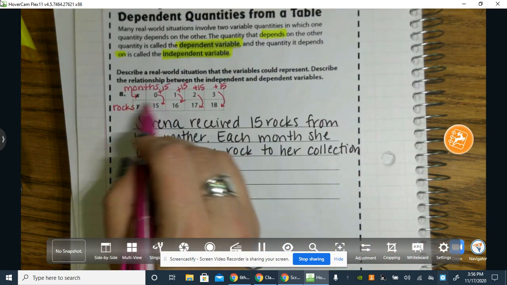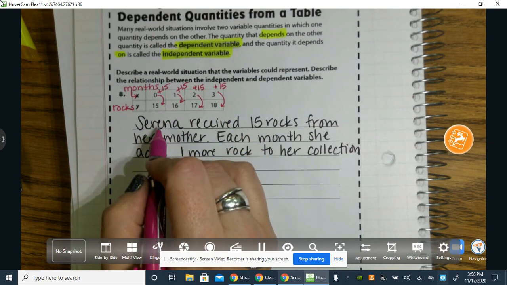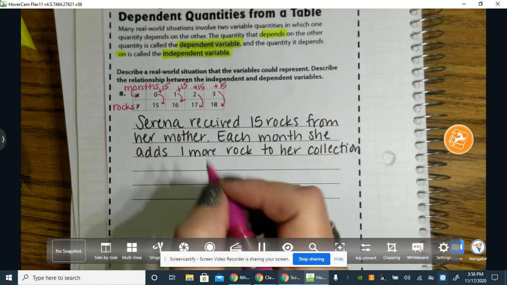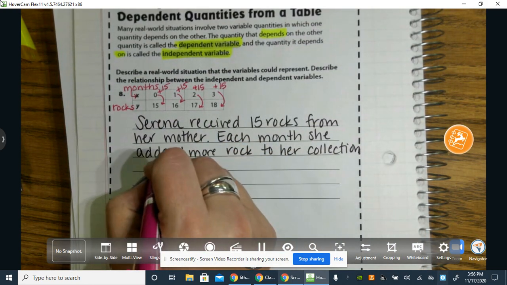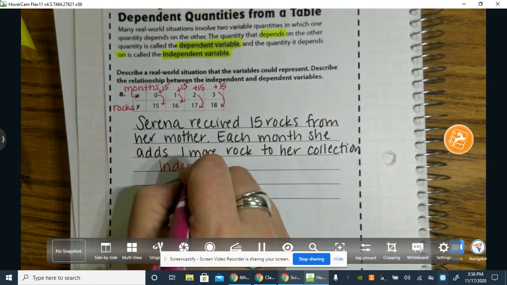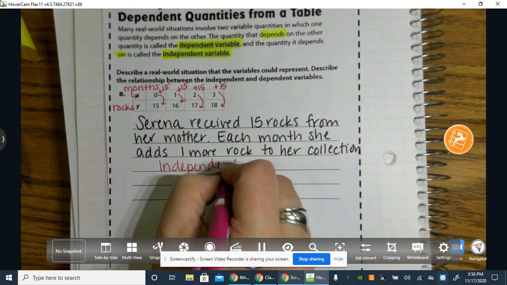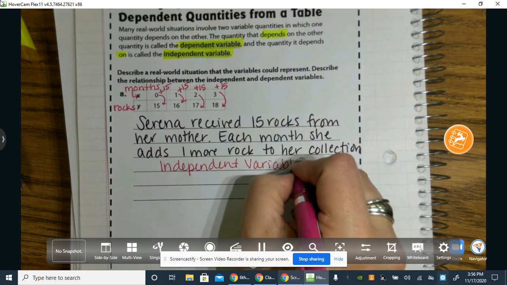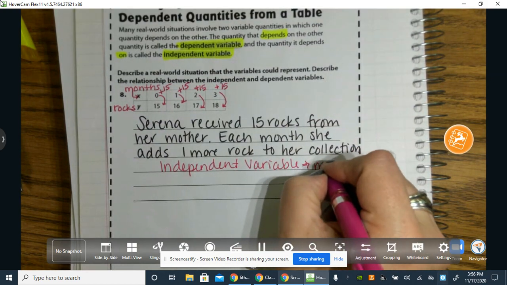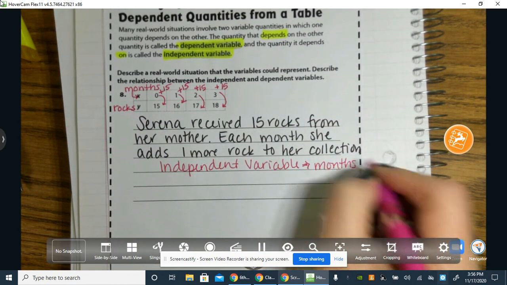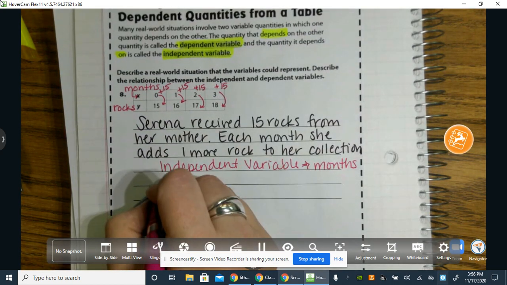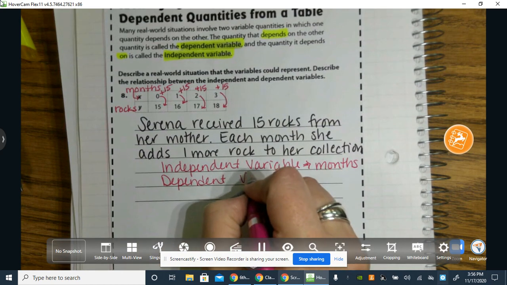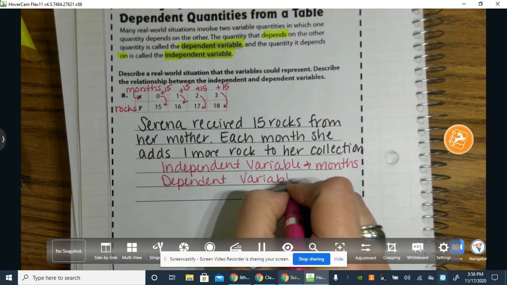So my months, what am I doing to my months to get my rocks? So I'm adding 15. So my months is my independent variable. Okay, making my dependent variable my rocks.